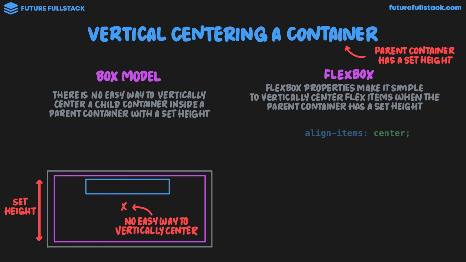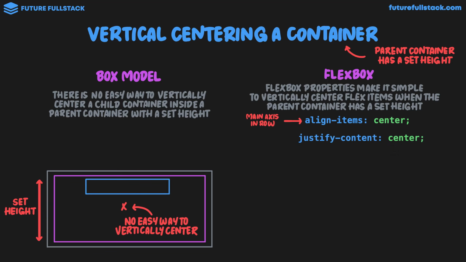We would use align items center when the main axis is in row. If the main axis is in row, it means our cross axis is in column, and the cross axis is how we vertically center. And we know that align items is used on the cross axis. We would use justify content center if the main axis is in column. We know that justify content is used on the main axis, and if the main axis is in column, which is vertical, we would use justify content to center it.